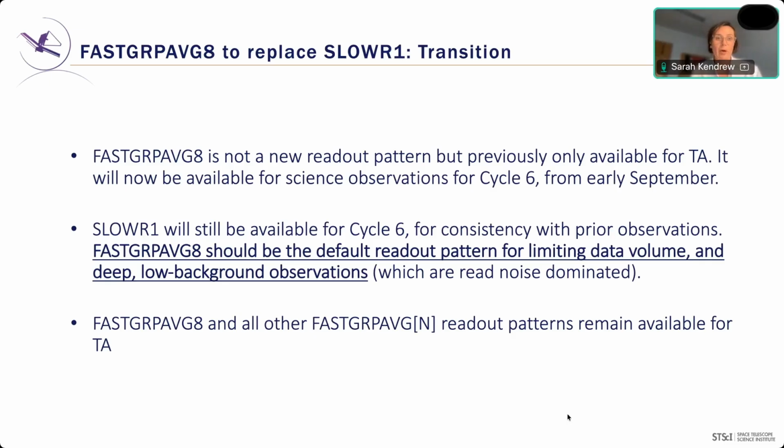That's particularly the case in the MRS and shortwave imaging observations. The fast group average modes, all of them remain available for target acquisition as well, so there are no changes there. It's really just that we're taking one of these fast group average modes and making it available for science exposures as well. And I think this is going to be a really nice improvement.